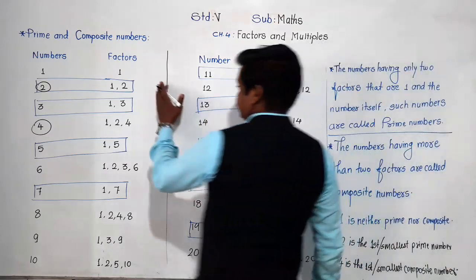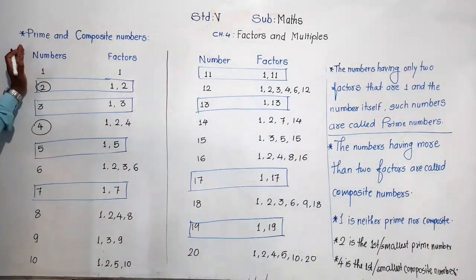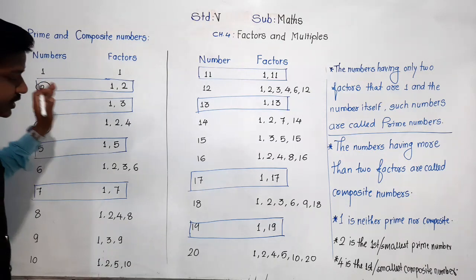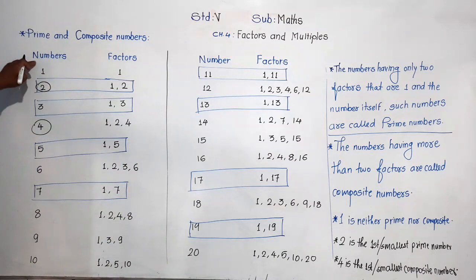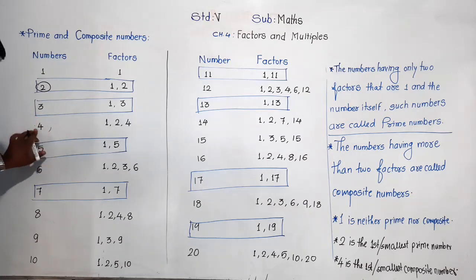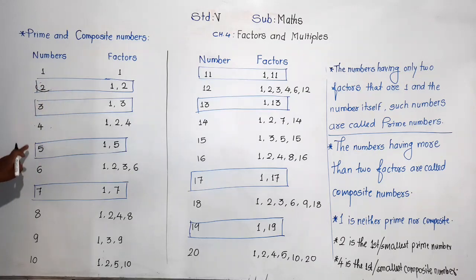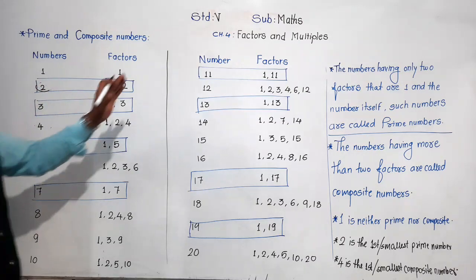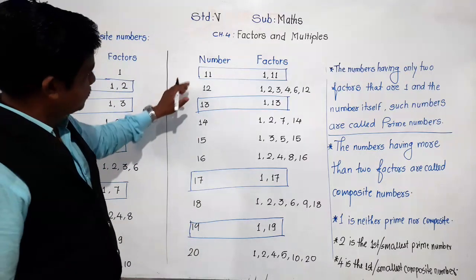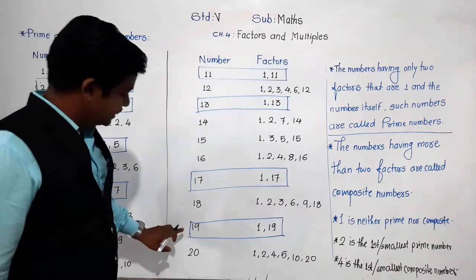So now, here we have written the prime numbers we have got in 20. Between 1 to 10 there are 4 prime numbers: 2, 3, 5 and 7. Between 11 to 20 there are 4 prime numbers: 11, 13, 17 and 19.